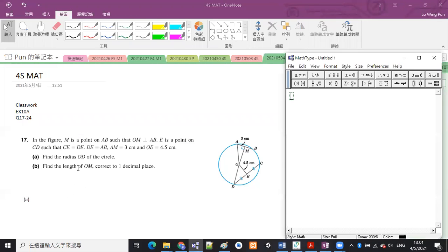So part A. In the figure, M is a point on AB. OM is perpendicular to AB, and then CE is equal to DE, and DE is equal to AB. AM is equal to 3, OE is equal to 4.5. Find the radius OD of the circle.